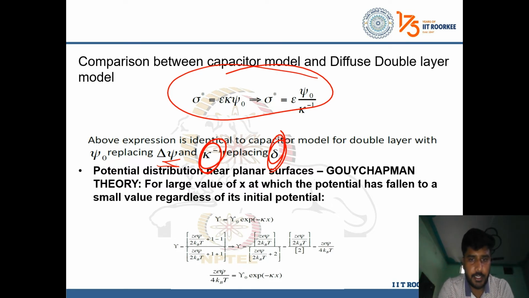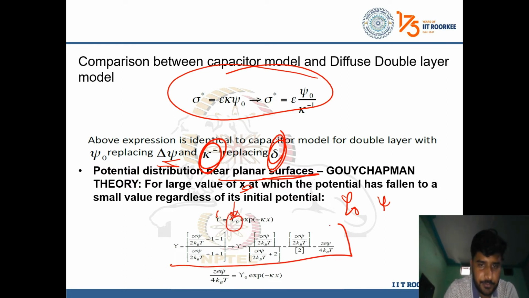So another terminology, that is potential distribution, we will talk about the near planar surfaces. That is the Gouy-Chapman theory. For a large value of separation distance at which the potential has fallen to a small value, which is independent of its initial potential, that is psi. Okay, so here you will replace the psi term by these gamma terms. Okay, and here is the expression for those, and you will get finally this expression.